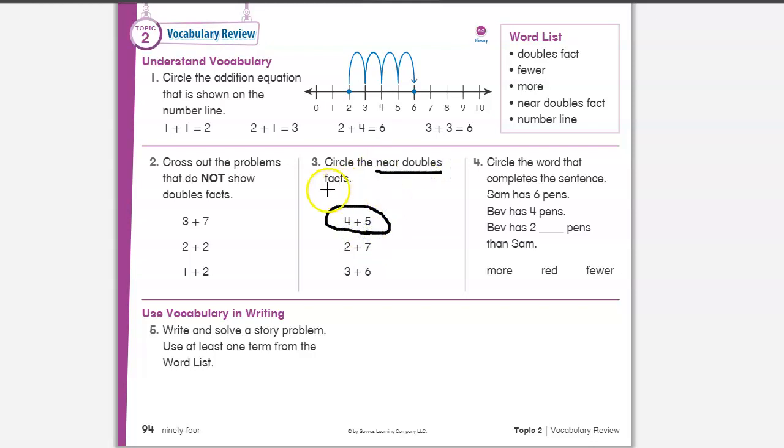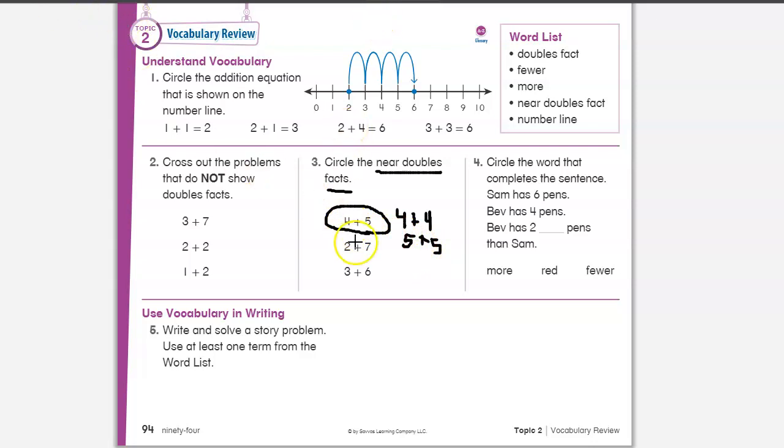A near doubles fact would be a fact that is as close to a doubles fact as possible. So if we look at 4 plus 5, 4 is 1 less than the number 5, and 5 is 1 more than the number 4. The difference between these numbers is 1. The doubles fact for this problem, if it were a doubles fact, would either be 4 plus 4 or 5 plus 5, which would only have to add 1 more.